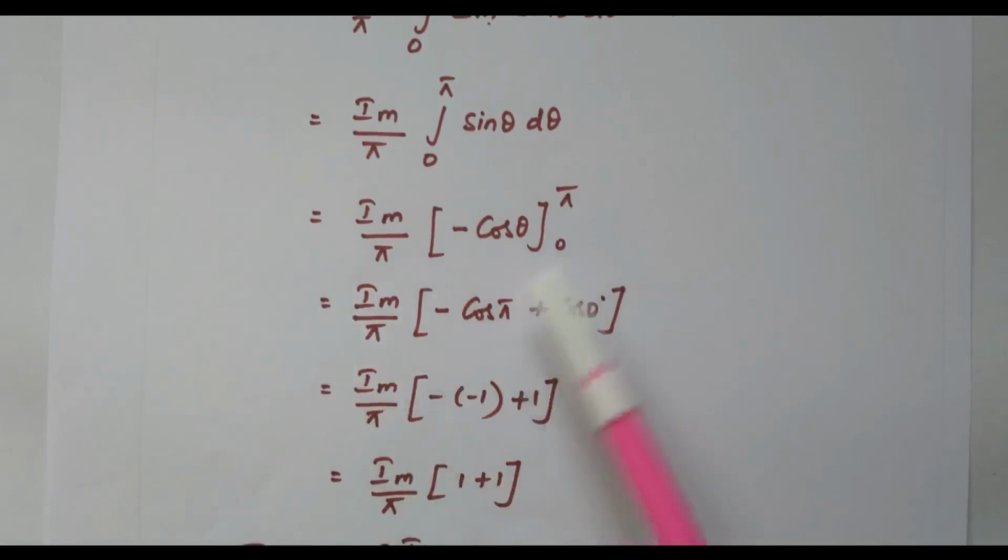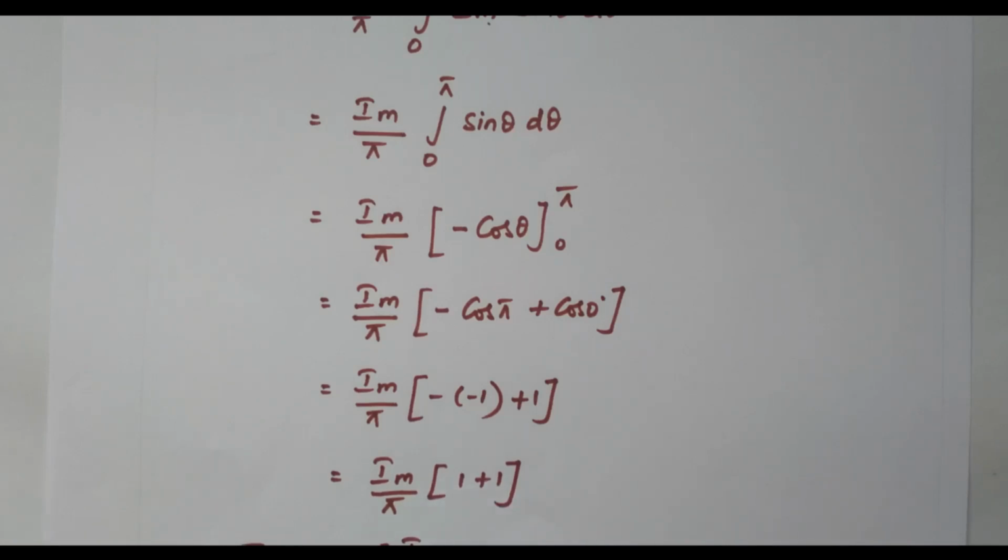So Im by pi, minus cos pi. While substituting the lower limit, one negative will be there. Already one negative is there, so it becomes positive, plus cos 0. So minus cos pi for the upper limit, and for the lower limit plus cos 0. So Im by pi, the cos pi value is minus 1, and already one minus is there. The cos 0 value is 1. So Im by pi, minus minus becomes 1, 1 plus 1. So that's 2.